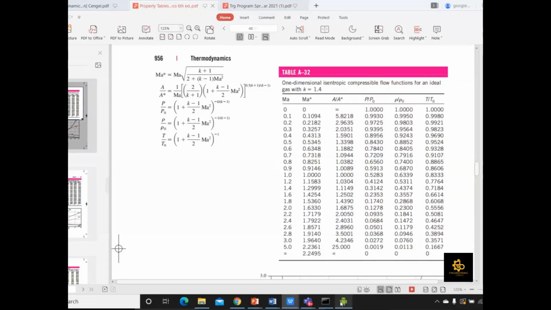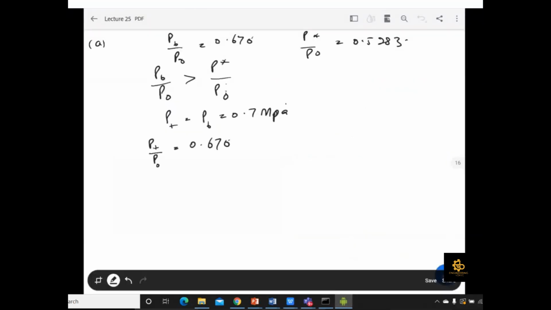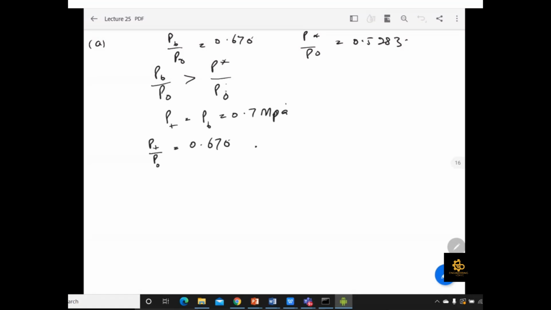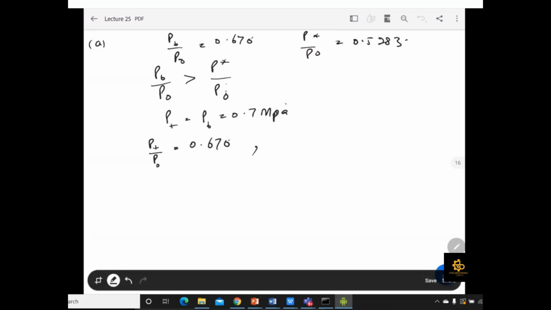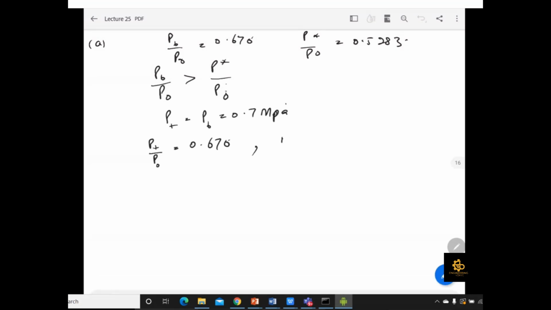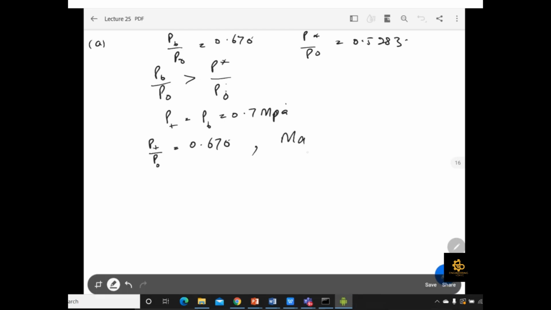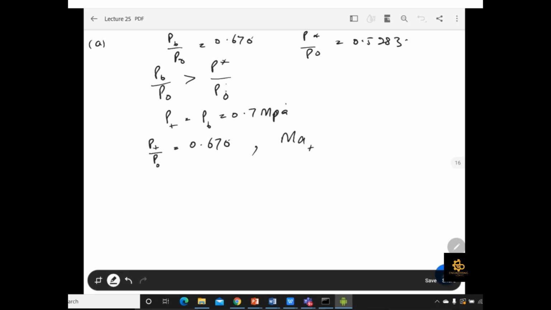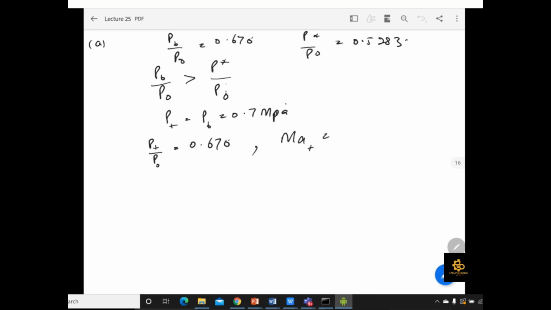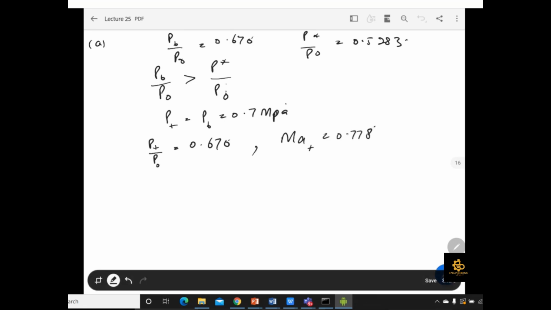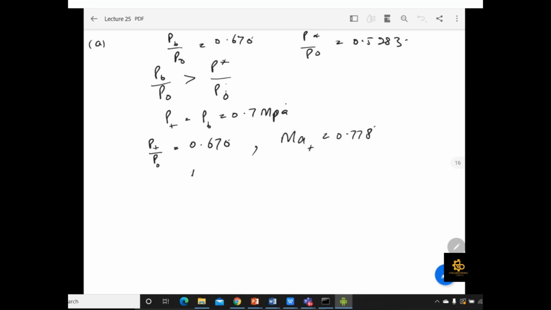I'm moving towards the problem again. From the thermodynamic table, by using interpolation with the P by P naught value, which is 0.670, we get the Mach number at the throat, which is equal to 0.778. So this comes from interpolation, and you have to practice this by yourself. Now T by T naught.